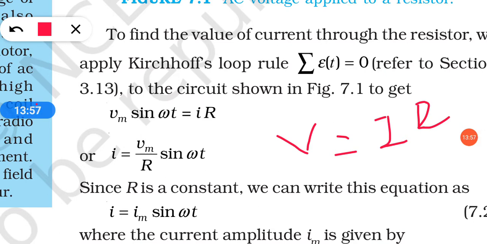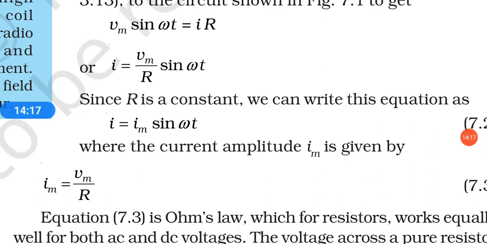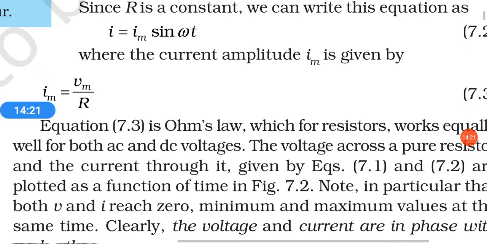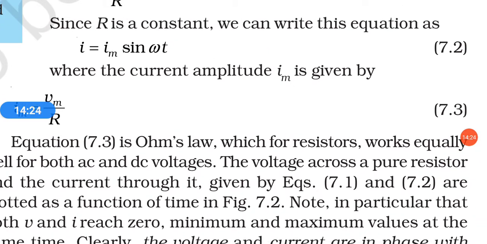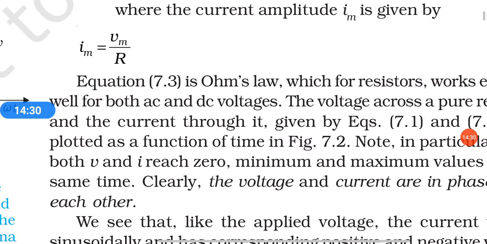So we can write that Vm upon R is equal to Im. So I is equal to Im sin omega t, where the current amplitude Im is given by Vm upon R. This equation 7.3 is Ohm's law, which works equally well for the resistor in both AC and DC.